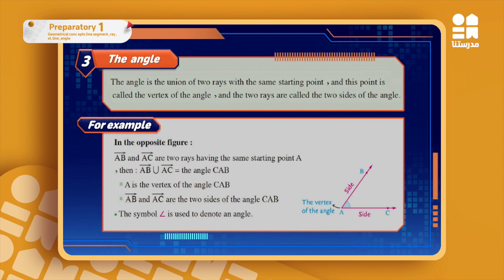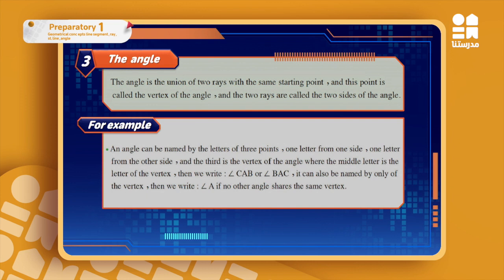And here we have a new symbol, which is this red one. It is used to denote an angle. So starting from now, we are going to use this symbol. For example, an angle can be named by three letters: one letter from one side, then one letter from the other side, and the third is for the vertex of the angle, where the middle letter is the letter of the vertex. Then we write angle CAB or angle BAC.